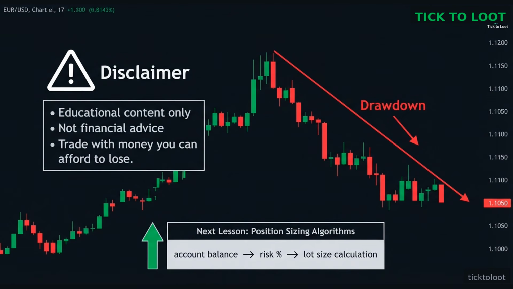All right, looters. Before we wrap up today's deep dive into drawdown control systems, it's important to lay out a quick disclaimer and give you a sneak peek at what's coming next.